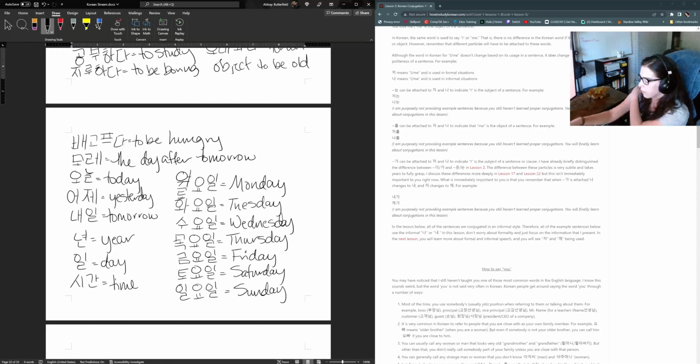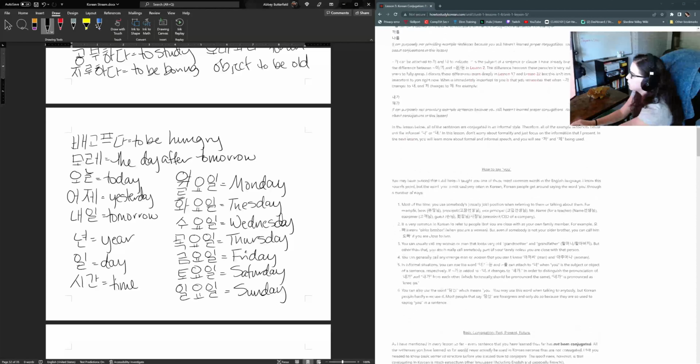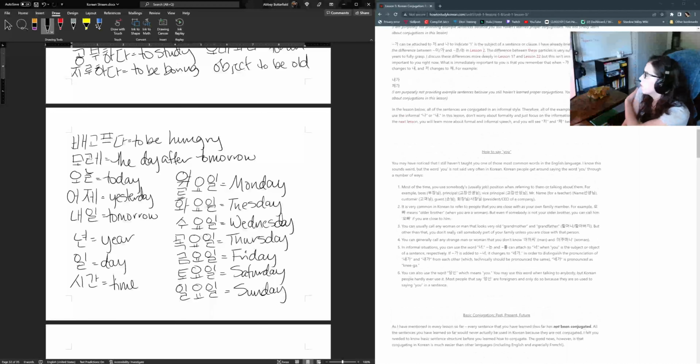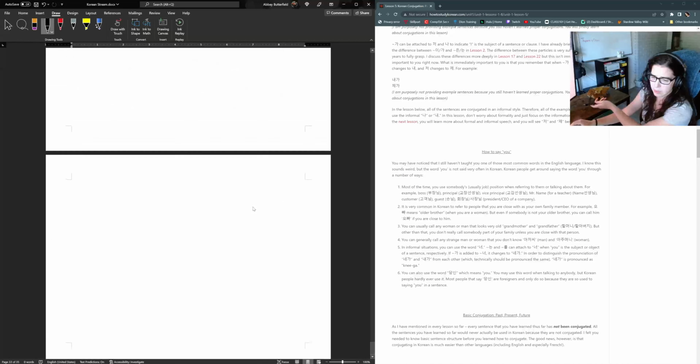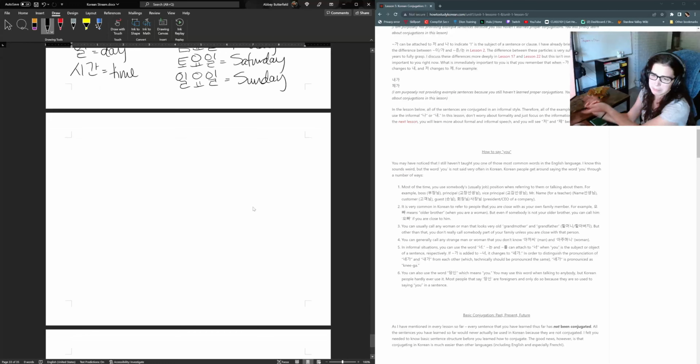So let's see. Let me write this. 가 can be attached to 저 or 나 to indicate I is the subject of a sentence. What's immediately important is that you remember that when 가 is attached to 나, it changes to 내, and when it's attached to 저, it changes to 제. So let's write that. That feels like an important thing.